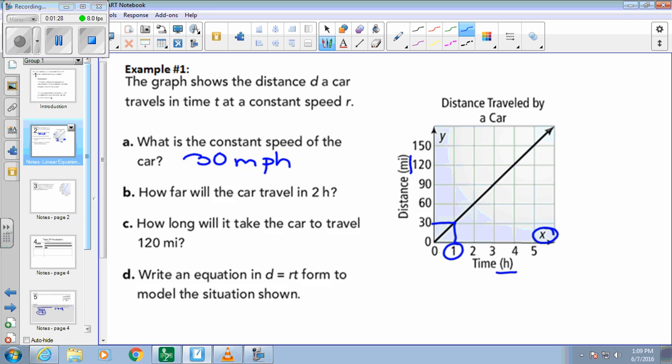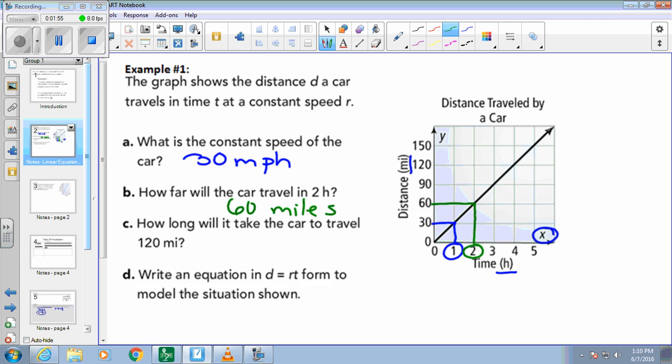Question B says how far will the car travel in 2 hours? So I will do the same thing that I just did to find the constant speed. I look at 2 on my x-axis for 2 hours, draw a line up to the line that has been plotted, and go over to the y-axis, and I see that 60 miles corresponds to how far the car will travel in 2 hours.